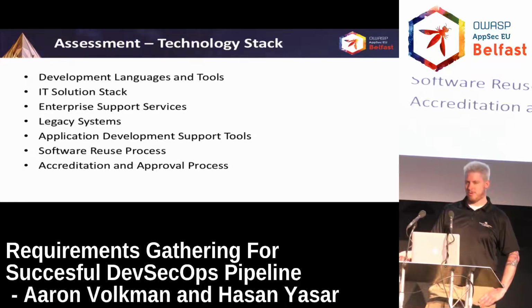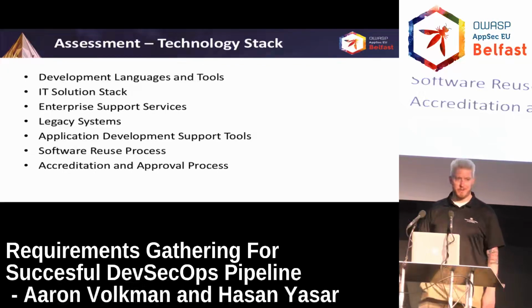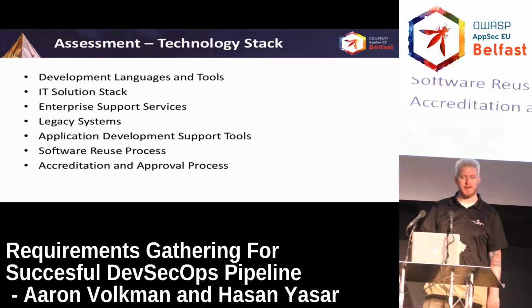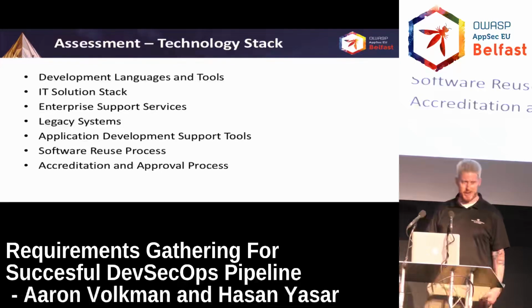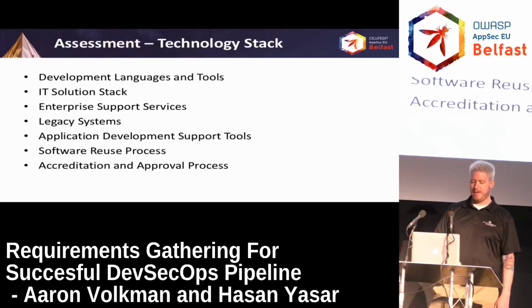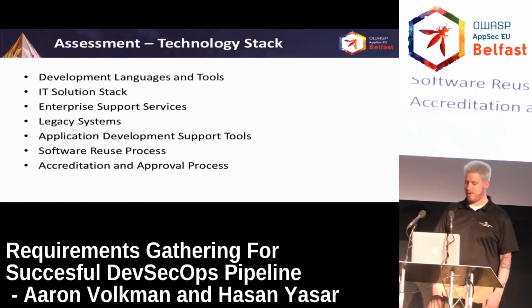Application development support tools: our Visual Studio, our Eclipse, our IntelliJ, our Vagrant, our Chef, our Puppet. The software reuse process. Since we don't want to reinvent the wheel over and over again, we want libraries that are developed by our developers to be reusable throughout the organization. So how are those things tracked and managed? And also the accreditation approval process for all of these technologies and tools that are being brought in, as well as what we're releasing.